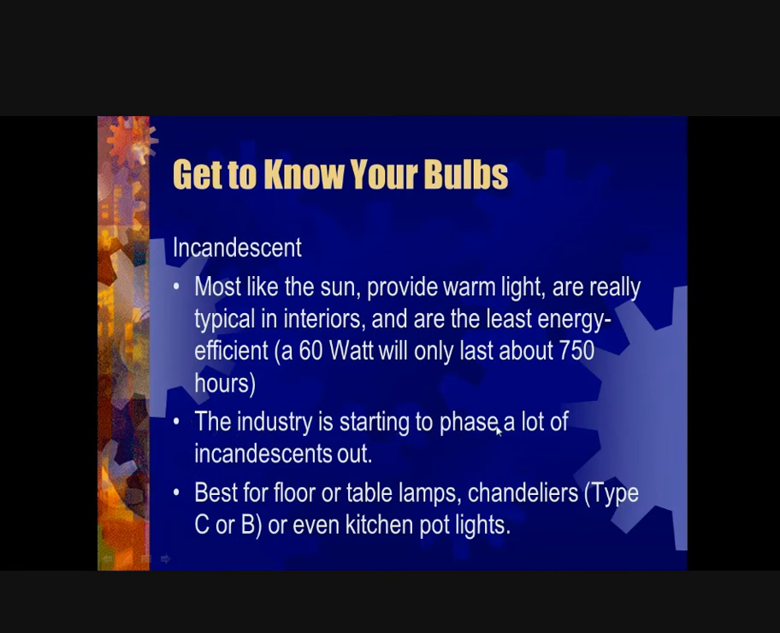The industry is starting to phase a lot of incandescents out. Best for floor or table top lamps, chandeliers and so forth, or even kitchen pot lights. For instance, your rice cooker: some of them have an LED bulb, some of them have an incandescent bulb inside, and your stove hood might have an incandescent lamp in it. It's best for this situation because it can handle the heat coming from the stove.